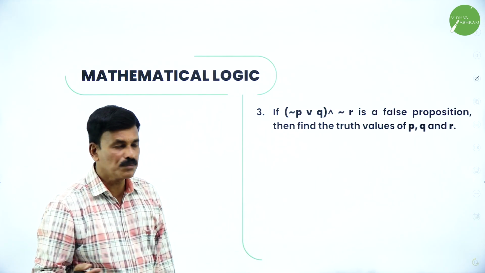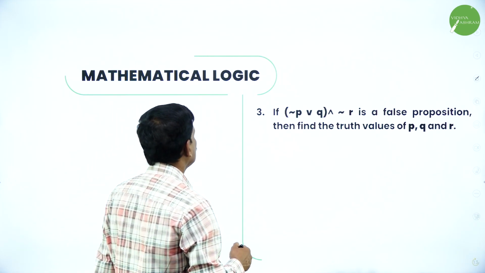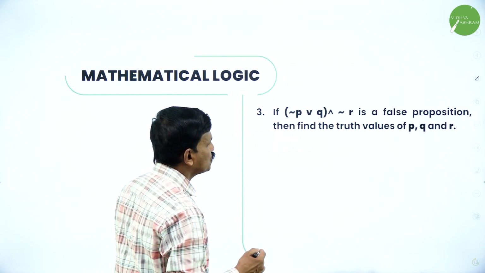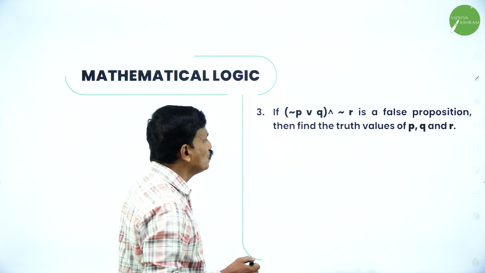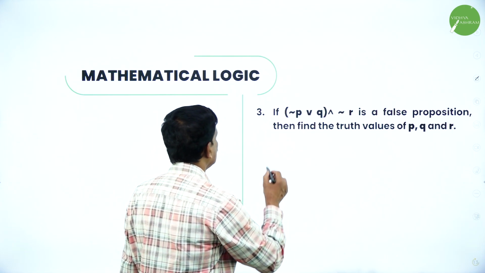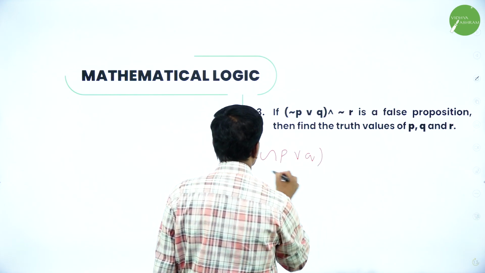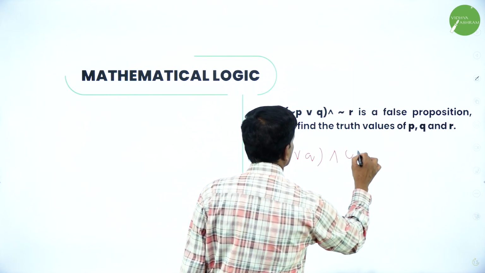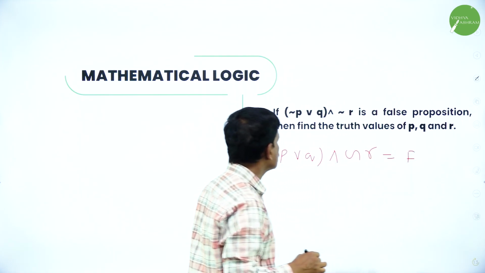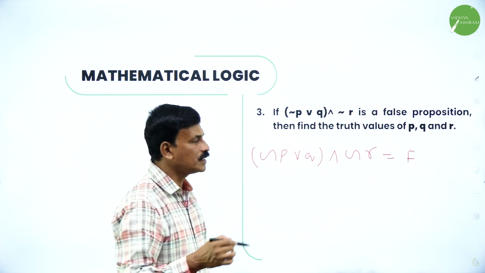Now move on to the next type of problem. What is given? If negation of P disjunction Q conjunction negation R is false, then find the truth values of P, Q and R. This is an important problem for 2 marks. So what is given here? Negation of P disjunction Q conjunction negation R is false. Then what are the truth values for P, Q and R?